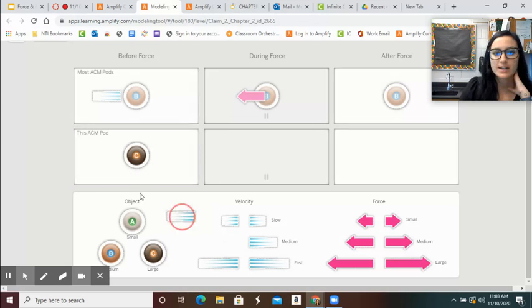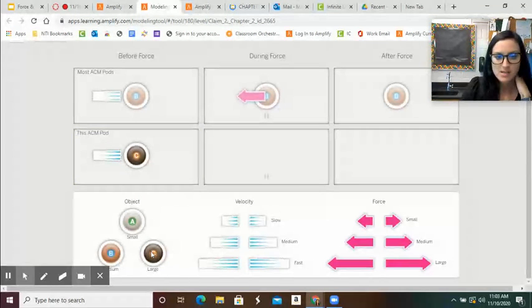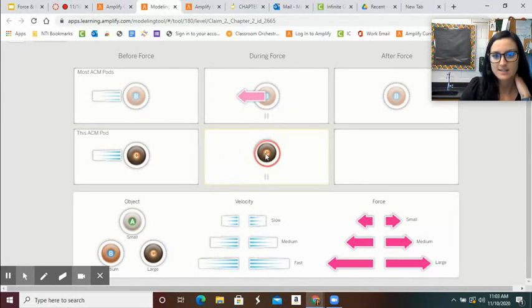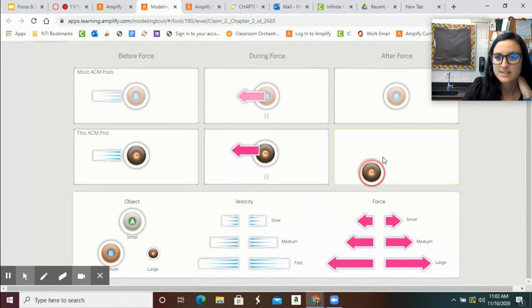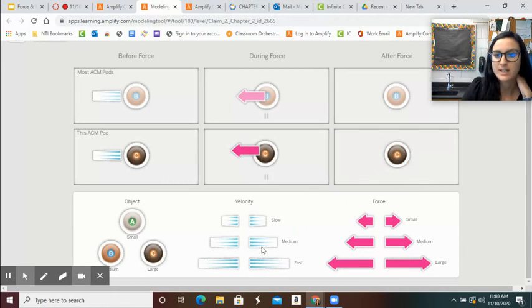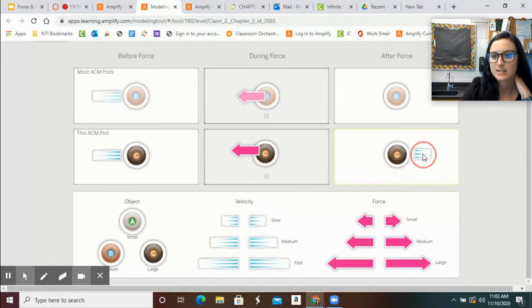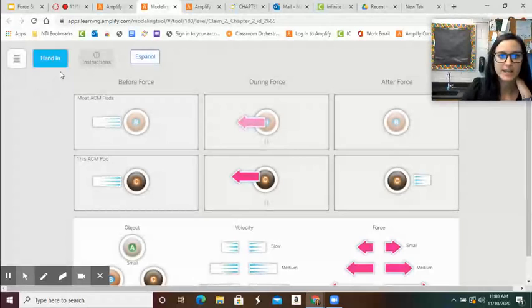And so my object C is moving at medium speed. My object C gets acted on by a medium force in the opposite direction. And then my object C, instead of stopping, it's only slowed down, and so then it will bounce into the opposite direction. And then you can click hand in, and that will plop it into that assignment.